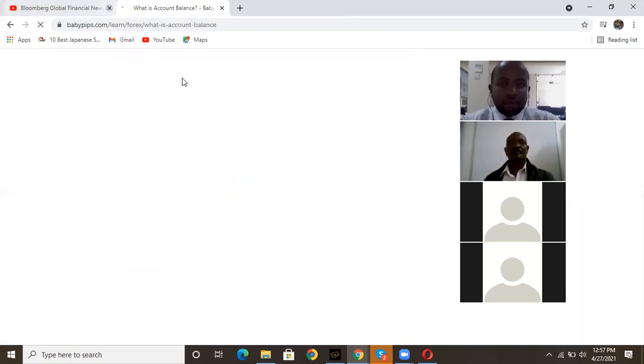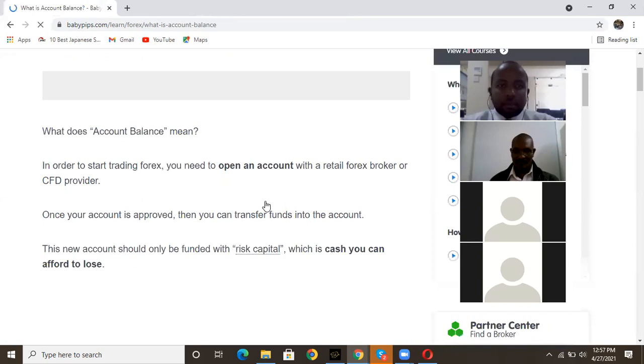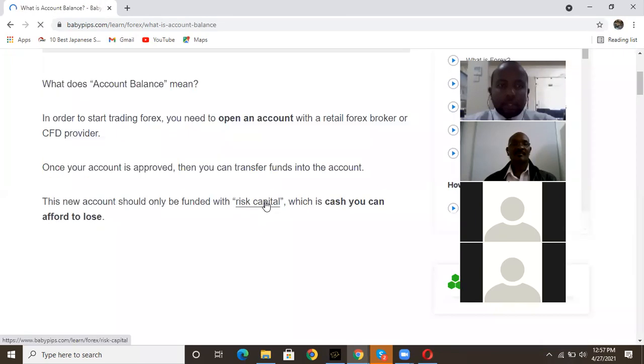So it's opening. It won't take much time. Or account balance. Basically, this new account should be funded with risk capital. Their clients have been talking with, and they're like, what's my risk in the business? So there has to always be a risk, of course.